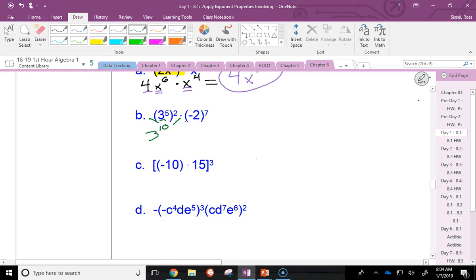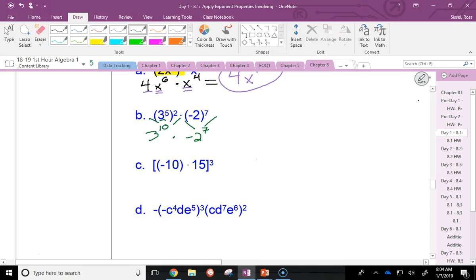What about negative 2 to the 7th power? My first question is, is it going to say negative or positive? Negative. And it's negative because? Because it's odd. Why is it odd? Well, the exponent. Alright, good. The exponent is odd. Okay, so this I can get to be negative 2 to the 7th.